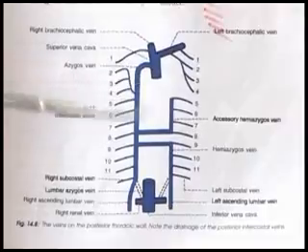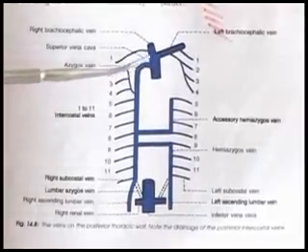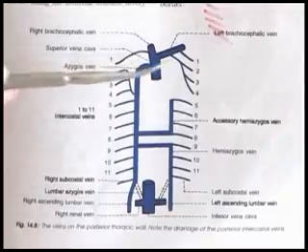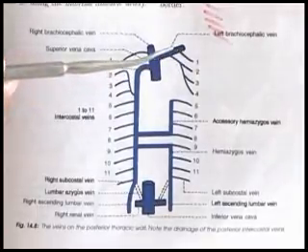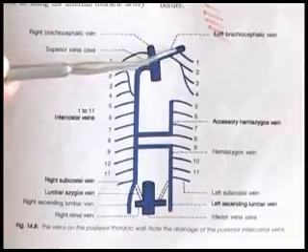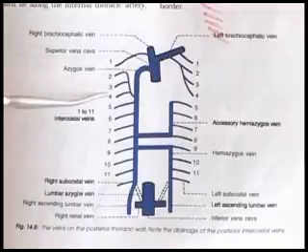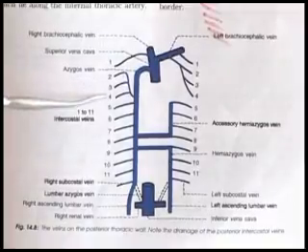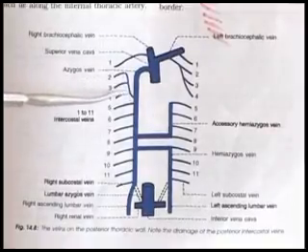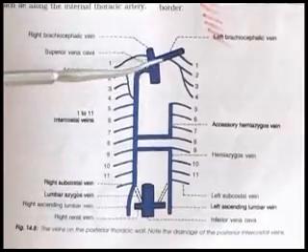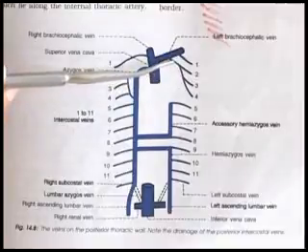Posterior aspect. The 1st intercostal vein on the right side and left side drains into the respective brachiocephalic veins. The 2nd to 4th intercostal veins join to form the superior intercostal vein. The right one drains into the vena azygos and the left one drains into the left brachiocephalic vein.